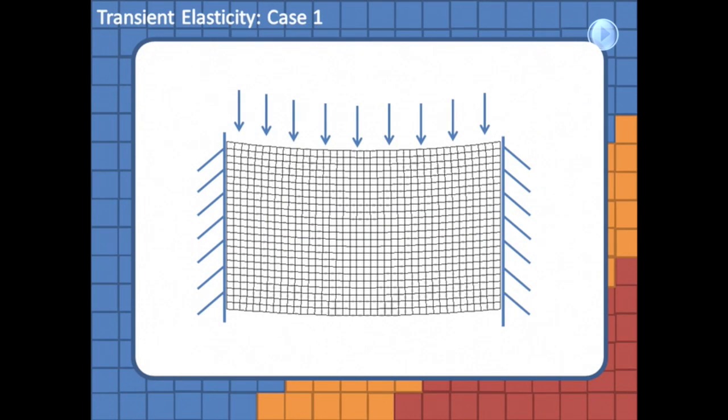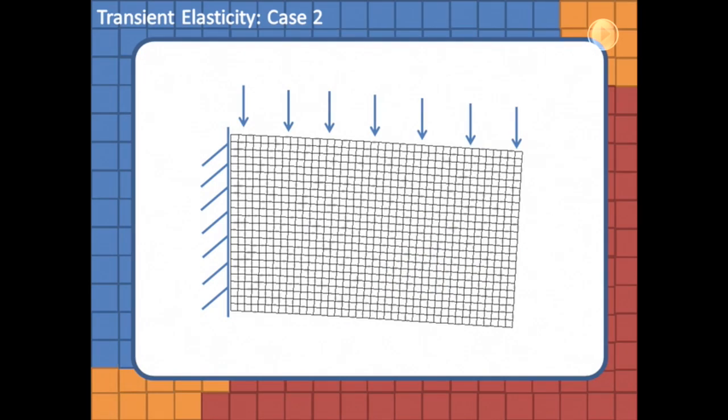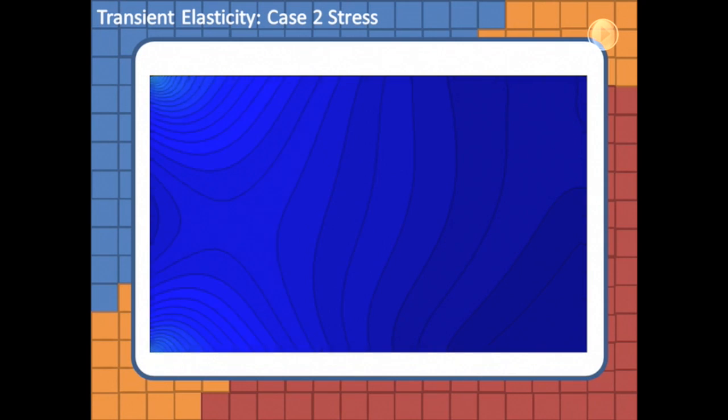So now let's look at a few examples. We have the example from earlier. So this is our solution with the stress contours. Notice the stress concentrations. So here's case 2, the simple cantilevered beam. So these are our stress contours. We're plotting von Mises stresses.